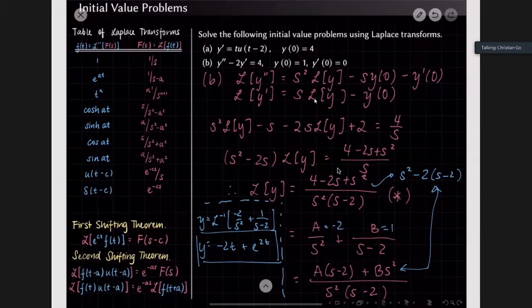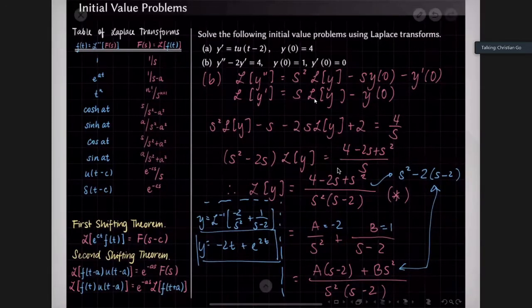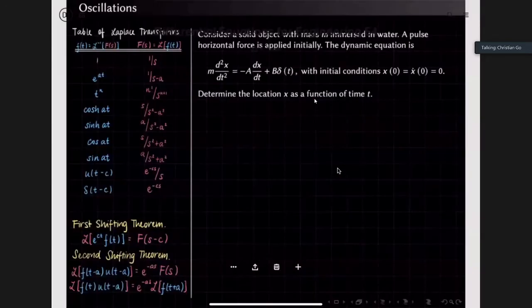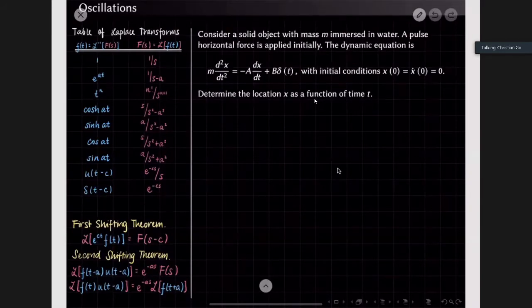Good. Okay. Let's do this problem. I have a solid object with mass m immersed in water, and I do stuff so that if initially it's at rest, there is a pulse, for example, a wave that pushes my object, and this is the dynamic equation. Let's just investigate what the dynamic equation says about my object, okay?